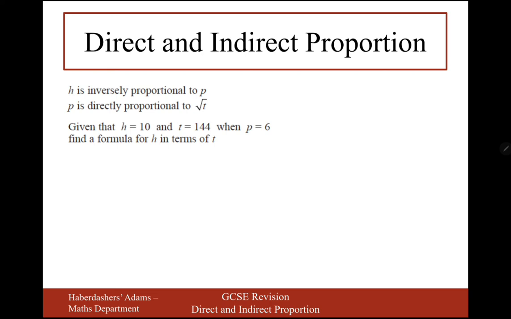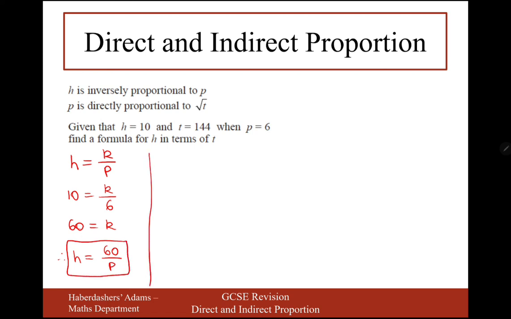Okay, so let's work on both of these formulae then. So h is inversely proportional to p. So that's going to be h equals k over p, and nothing's going to happen to p. It's not square of p, square root of p, etc. Just p. When h is 10, p is 6. So it's going to be 6 on the bottom. So 60 is going to be my scale factor k here. So therefore the formula is h equals 60 over p. So that's my first formula.